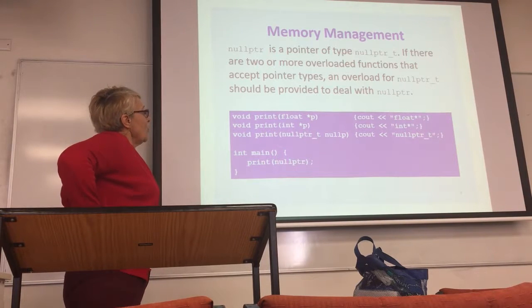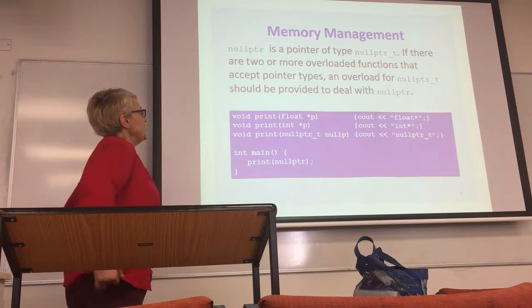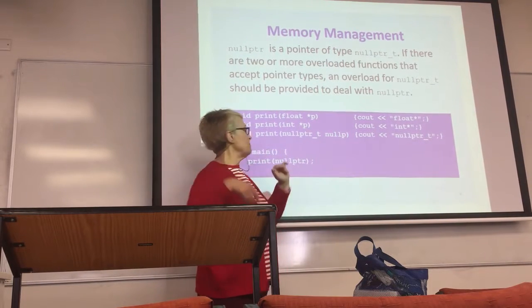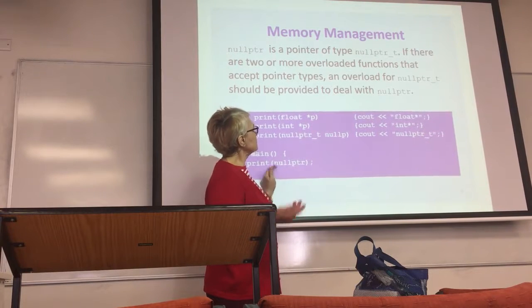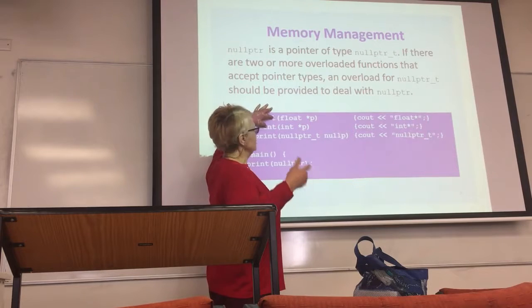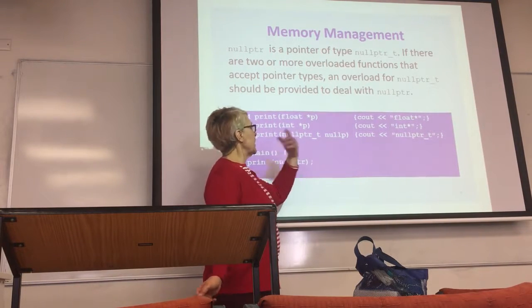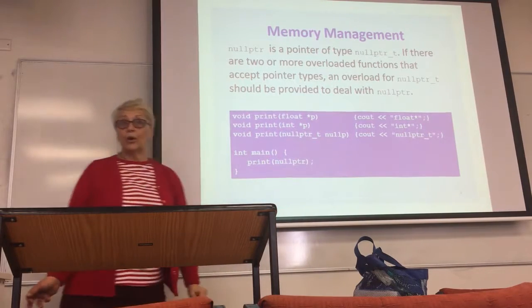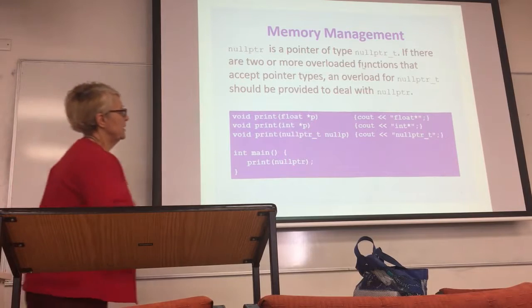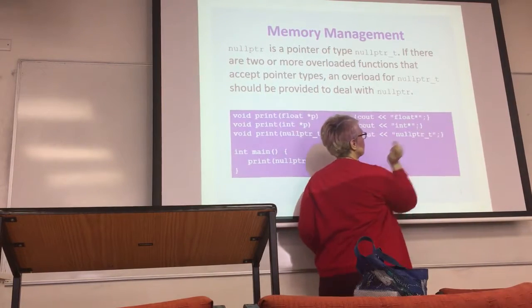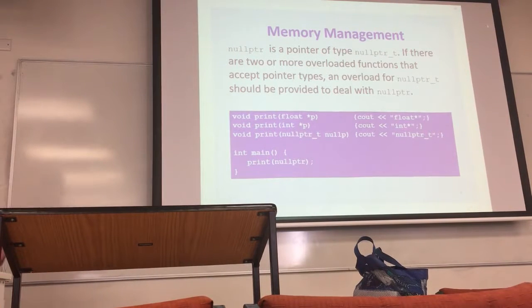And with this introduction, we have no ambiguity when we work with print for integer or print for pointer to int, and we pass nullptr. So if you have to overload a function for pointer types like a pointer to float, a pointer to int, most likely you will have to overload your function for nullptr_t, just to make sure that this function will work with nullptr. So when we invoke print with nullptr, this is not called, this is not called, only this one is called.